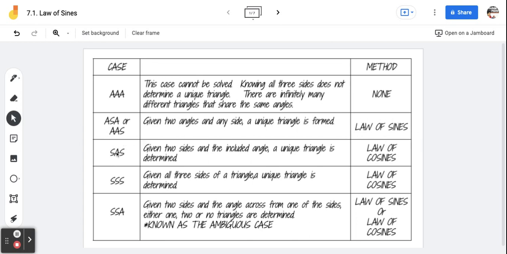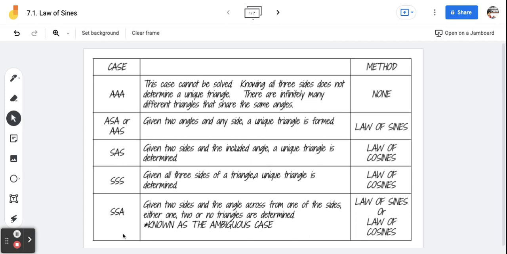All right, in the case of knowing two sides and the included angle, that means the angle between the two sides, you would not be able to solve that with law of sines. You would have to solve that with law of cosines. As in, if you know all three sides, if you have side, side, side, so you know all three sides of a triangle, you would be able to find the angles if you use law of cosines.